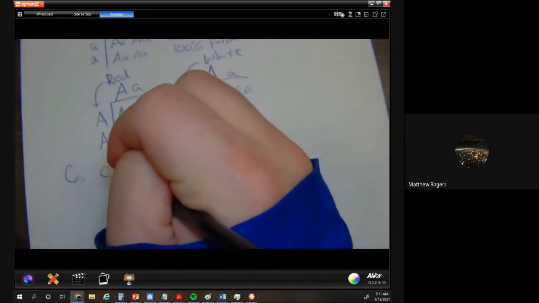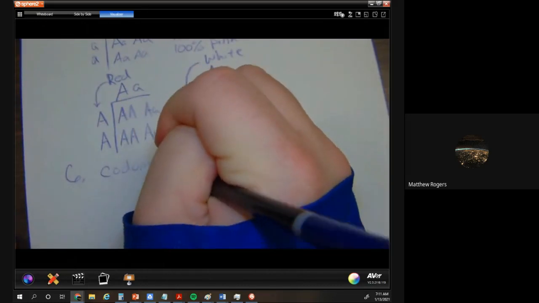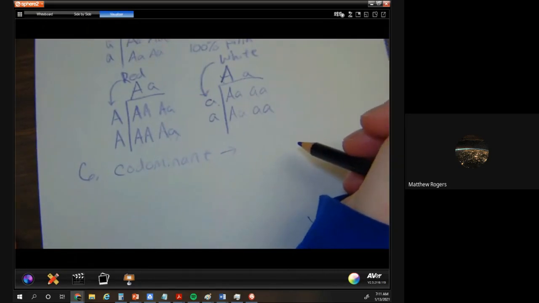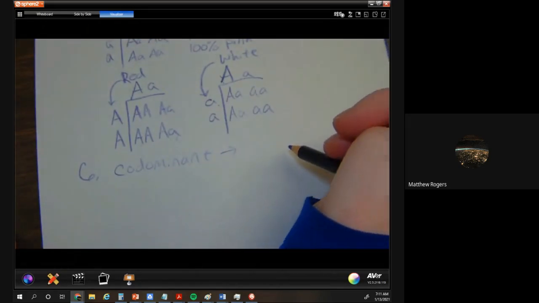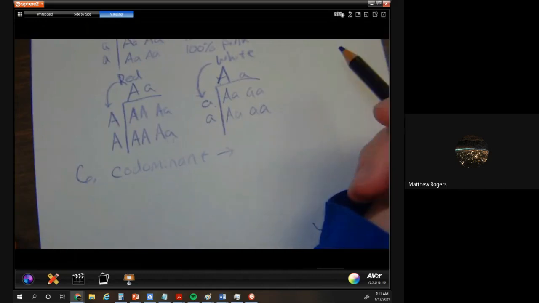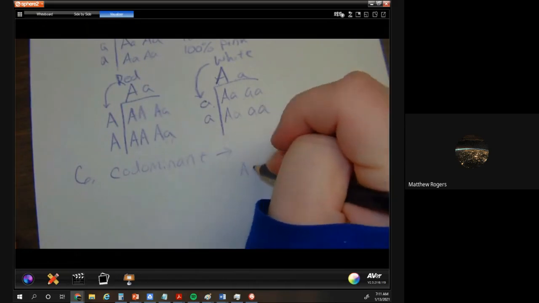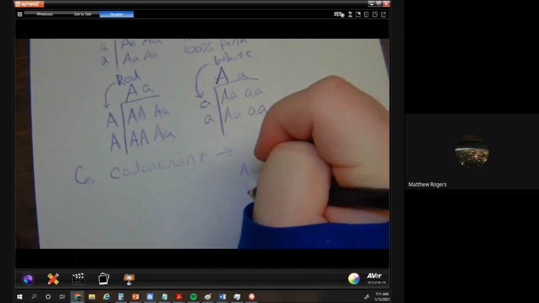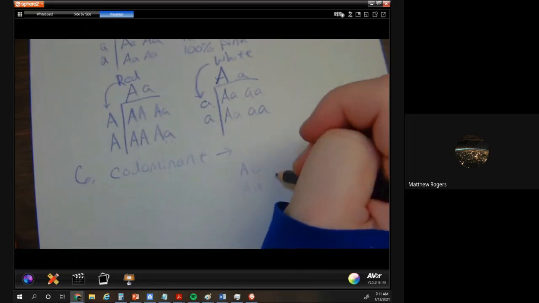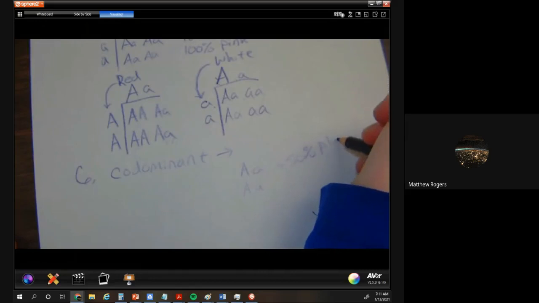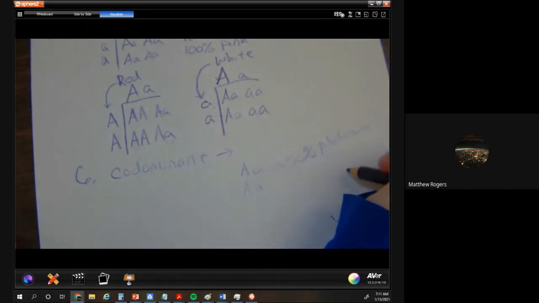If your theory is a codominant one, what we're saying is that the colors together, say black and white, make a platinum. If we cross two platinums together, so a big A, little a crossed with a big A, little a, we're roughly going to get 50% platinum here, while we got about 66% platinum.